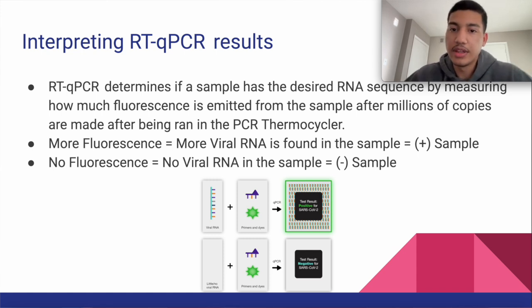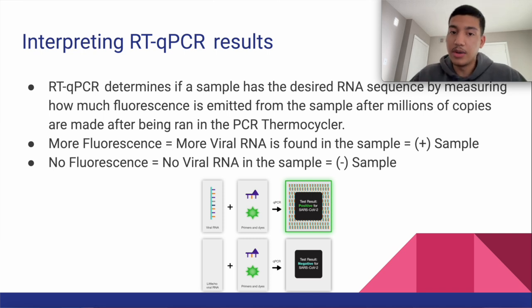Just to reword that again, in a COVID-19 positive sample, we would expect to generate millions of viral DNA copies that are attached to our fluorescent dye, which is why the more fluorescence detected, the more viral DNA found in the sample, resulting in a COVID positive test.